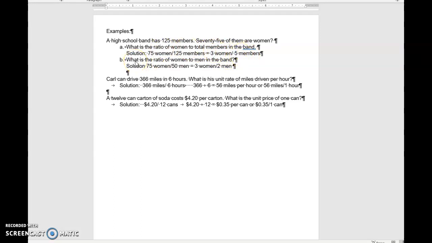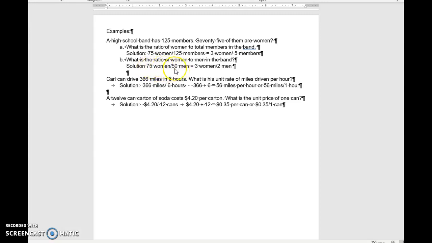Now, this example here is a little bit more difficult because you have to do some extra work. I want the ratio of women to men in the band. Now, we know it's 75 women, but you have to understand, how did I get the 50 men? Well, if there's 125 total, 75 of them are women, there have to be 50 men left. So now I have the bottom number. So sometimes you have to take the information they give you and find another number that's unknown at the time.